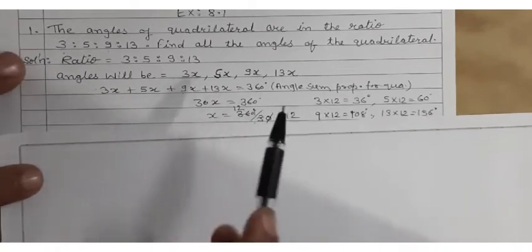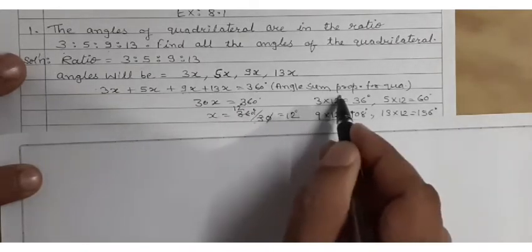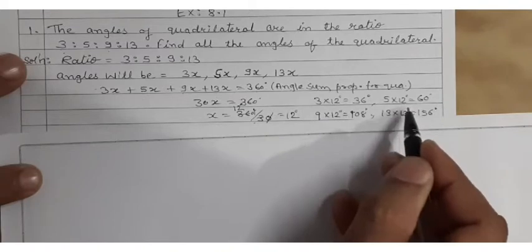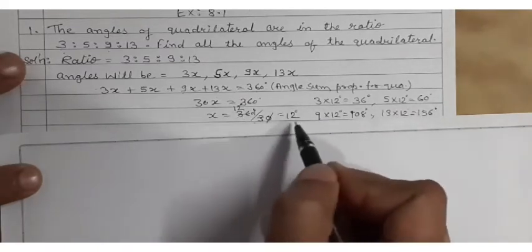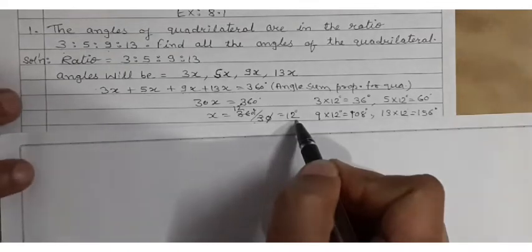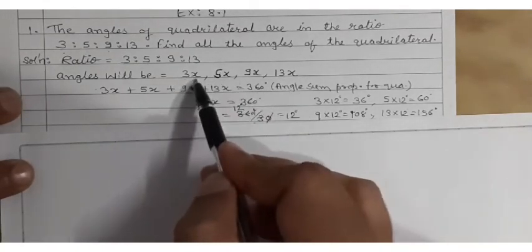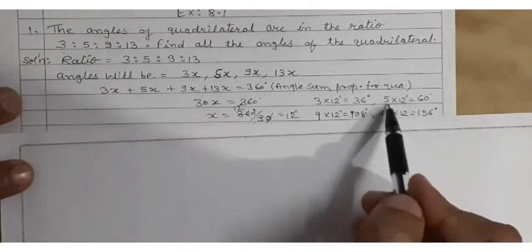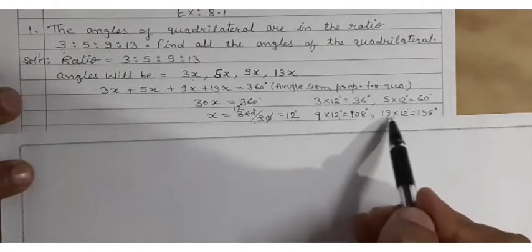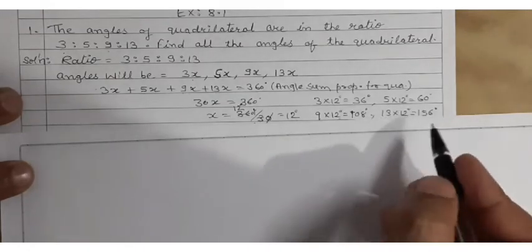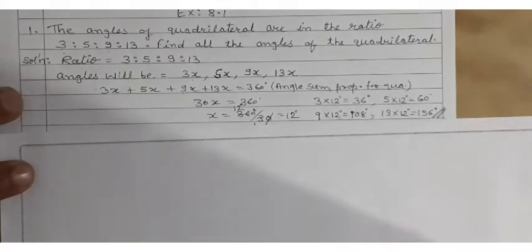When we simplify, you will get 360 upon 30, which is 12 degrees. Zero to zero cut, 12 here, 36. Then put the value of this 12 here. 3 into 12 is 36, 5 into 12 is 60, 9 into 12 is 108 degrees, 13 into 12 is 156 degrees. And this is your answer.